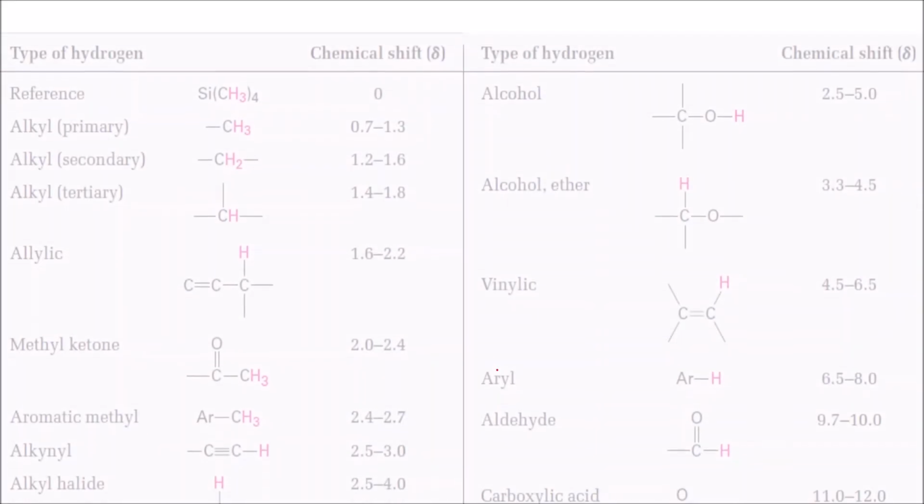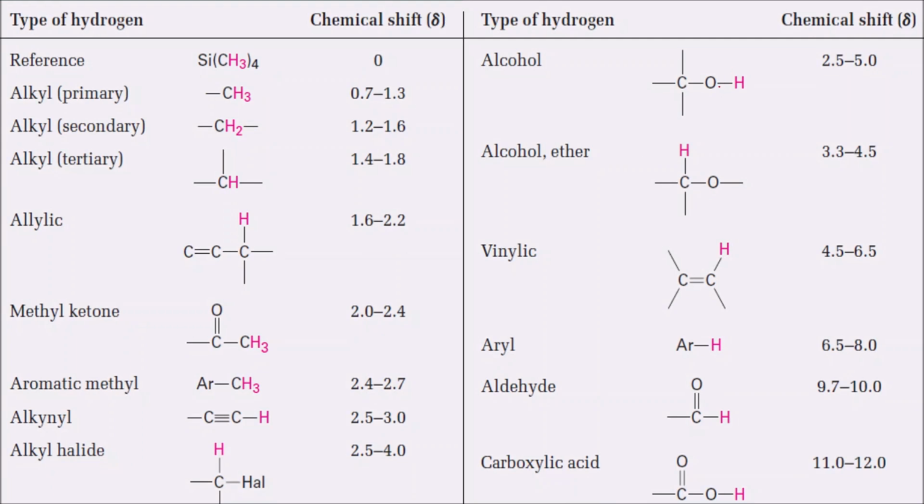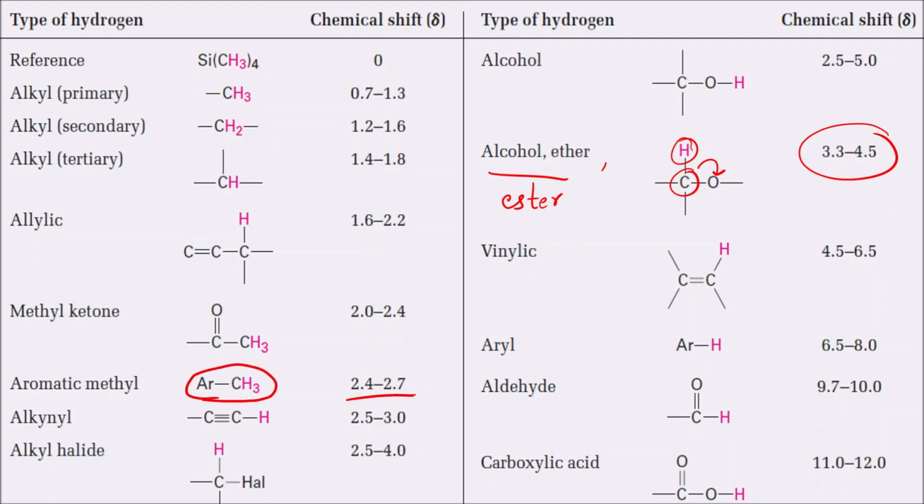Now, if you want to confirm using the chemical shift values, you can see that for alcohol, ether and also ester, the protons of the carbon group attached directly to oxygen have a value of 3.3 to 4.5. Then comes the aromatic methyl group, 2.4 to 2.7, and then the vinylic, attached to an sp2 hybridized carbon, 1.6 to 2.2, and the least would be the primary, which is 0.7 to 1.3. So from the table also you can confirm the answer.